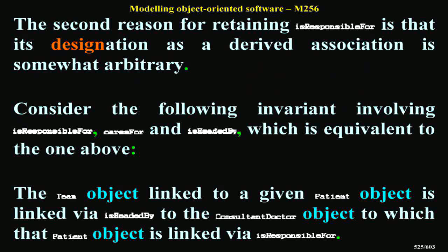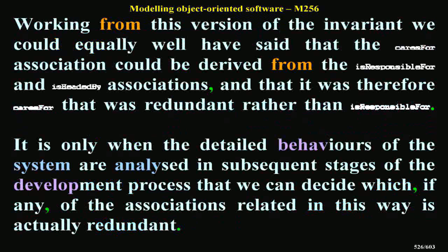Consider the following invariant involving the associations, which is equivalent to the one above. The object linked to a given object is linked via one association to the object to which that object is linked via another. Working from this version of the invariant, we could equally well have said that the association could be derived from the other two associations, and that it was therefore the other that was redundant rather than this one. It is only when the detailed behaviors of the system are analyzed in subsequent stages of the development process that we can decide which, if any, of the associations related in this way is actually redundant.